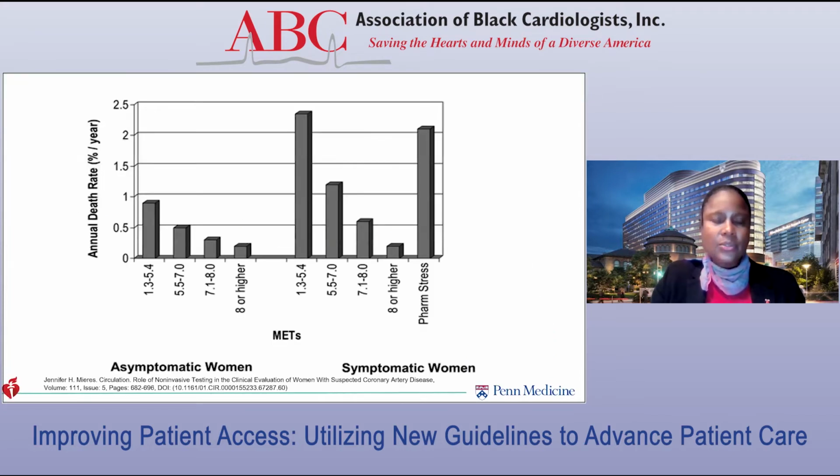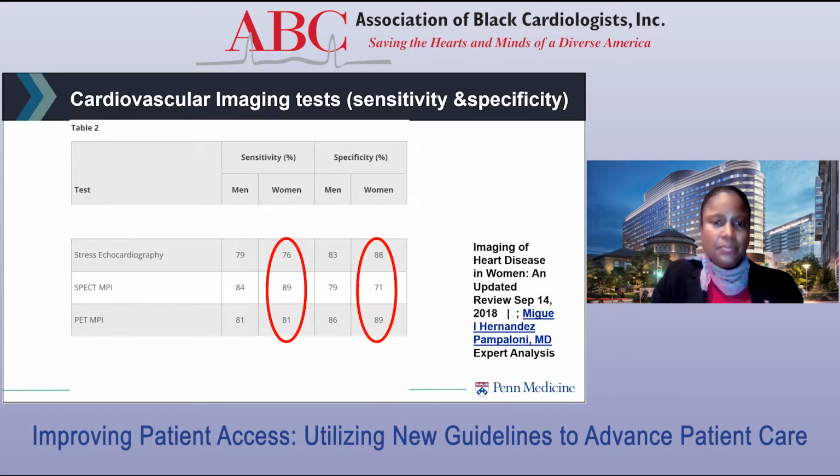And there is absolutely fantastic prognostication. We see in both asymptomatic and symptomatic women that performance on an exercise treadmill stress test is an excellent way of prognosticating. Women who have higher functional capacity have much lower annual death rates than those who perform poorly. So again, you should be encouraged to use this test in women if you believe this is an appropriate test.